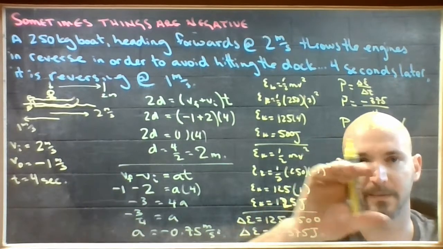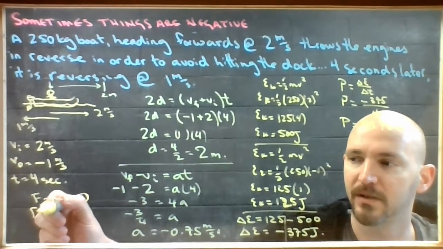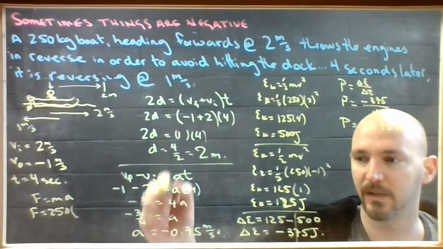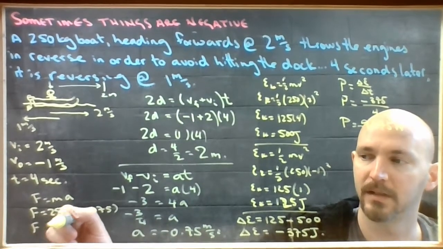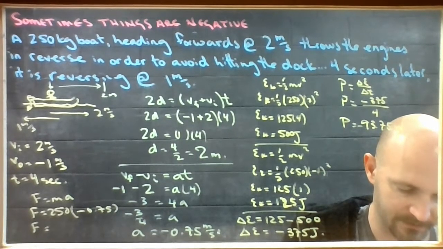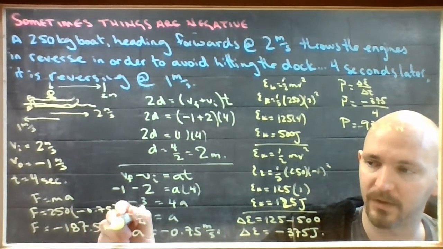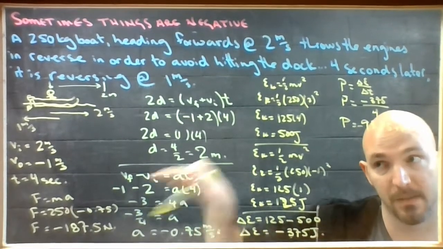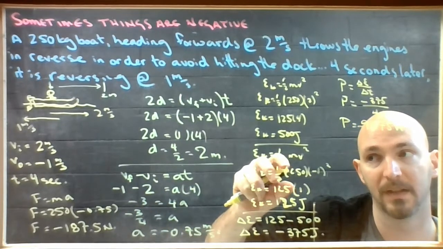And in order to find the force, I'm going to run out of space here. Force is mass times acceleration. So 250 kilograms multiplied by an acceleration of negative 0.75 gives us a final value of negative 187.5 newtons. So the push that this boat is experiencing is negative, which means the push is in the leftward direction in order to make it come to a stop and then start to reverse.